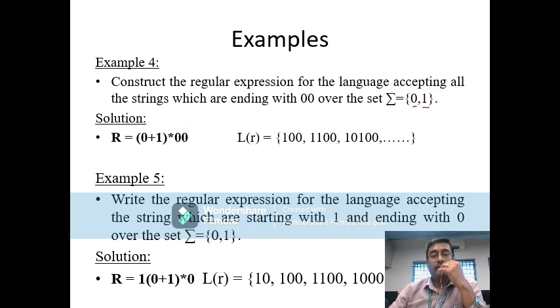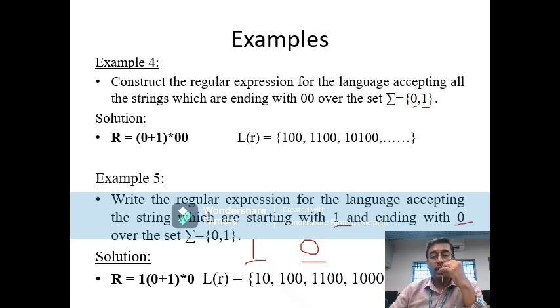Next, write a regular expression for the language accepting the strings which are starting with 1 and ending with 0. Usually it should start with 1 and end with 0. In between you can have any number of zeros and any number of ones combination, and starting and ending it should have 1 and 0. So how are we going to do this?